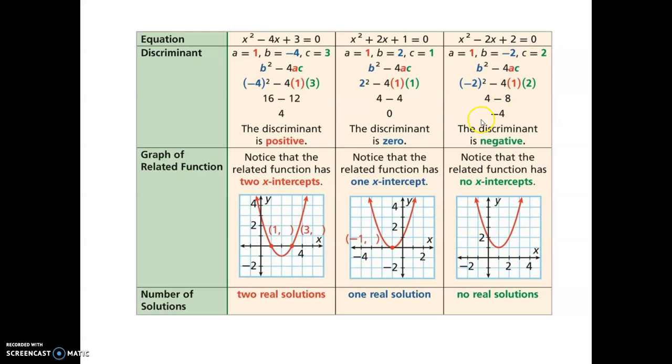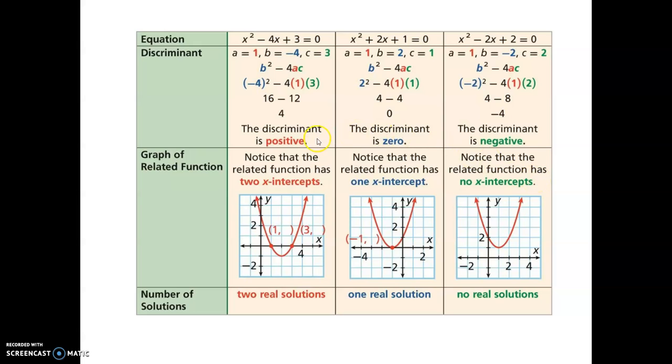If my discriminant is negative, so here we substitute and solve b squared minus 4ac, we get negative 4. If the discriminant is less than 0 or negative, that means we have no real solutions. There's no x-intercepts. So if I look across my x-axis here, okay, my parabola doesn't ever intersect the x-axis, and therefore we have no real solutions.